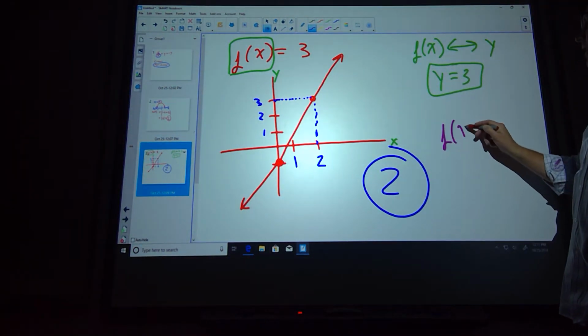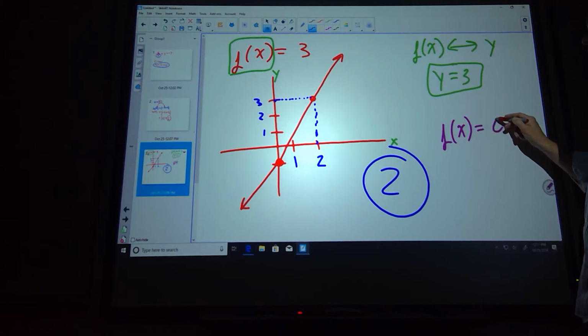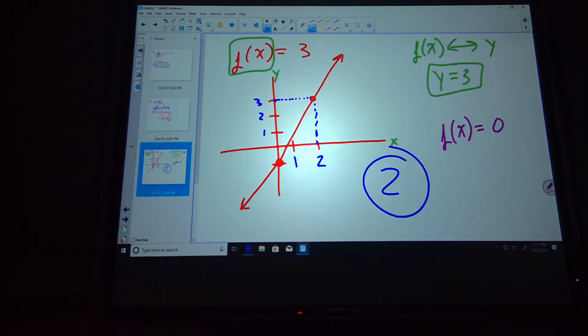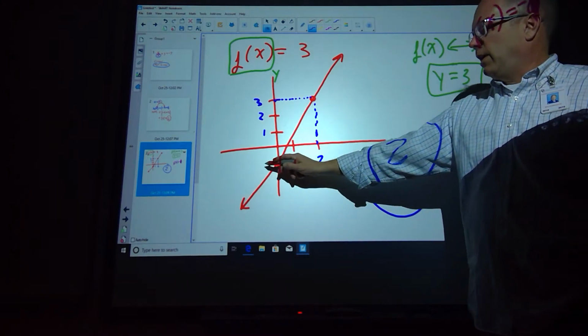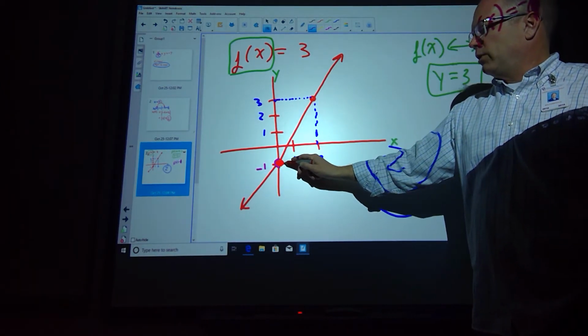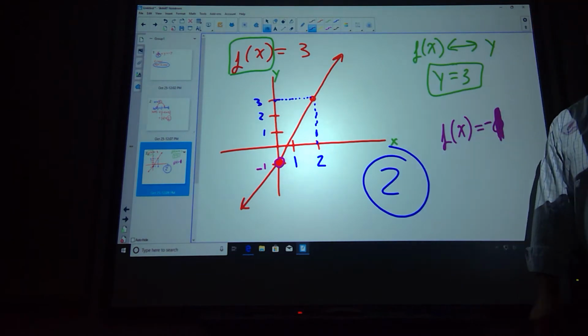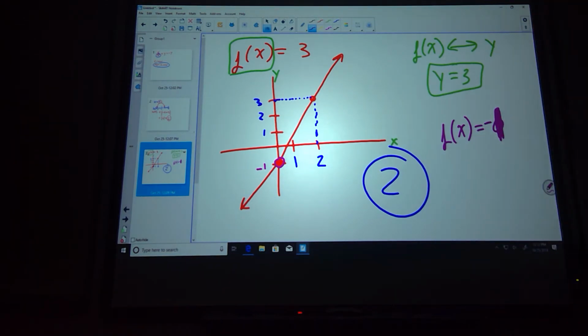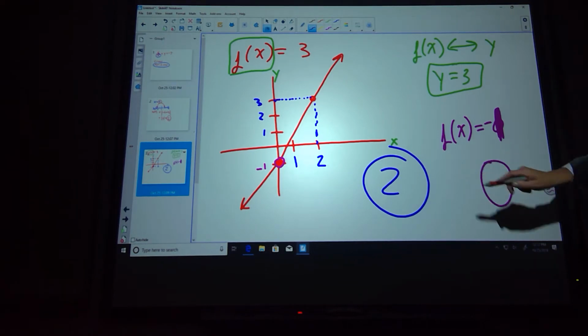Let's say I had f at x is equal to 0. Or actually, let's go to -1. Sorry about that. So what I'm going to do is go down here to -1. What is my x component right there? -1. My y component's -1. Oh, it's 0, because it didn't move right or left at all.